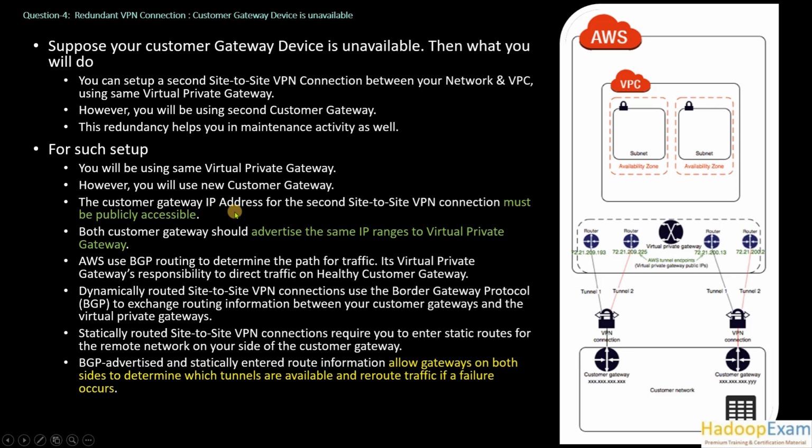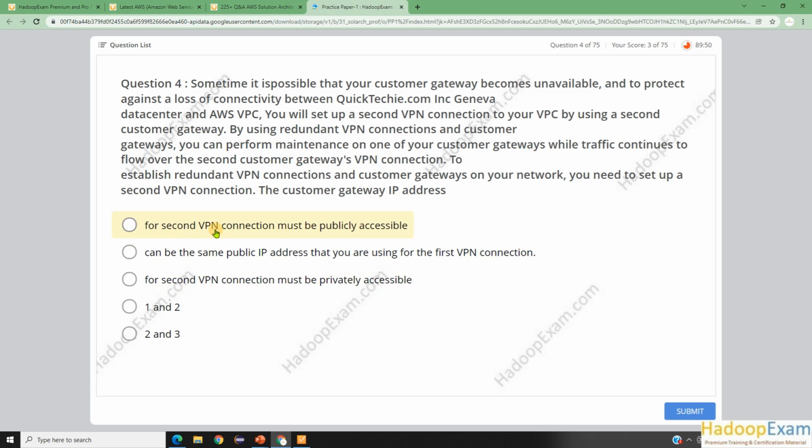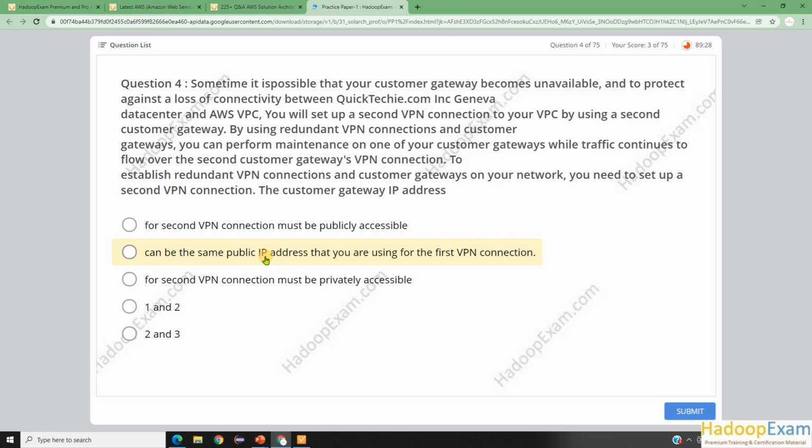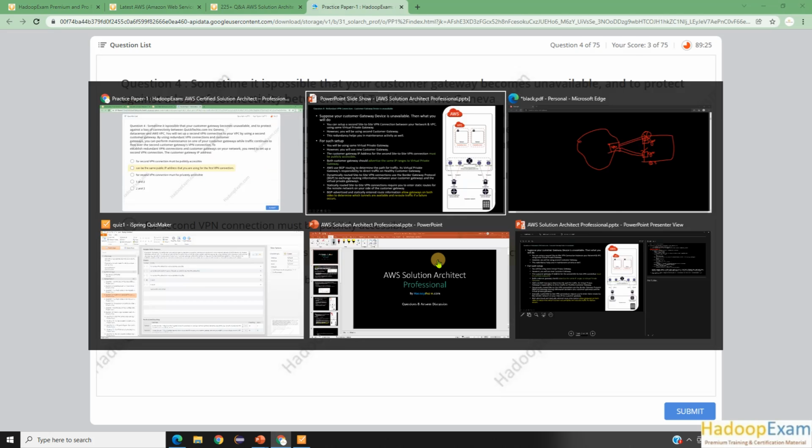The second customer gateway IP address for the second site-to-site VPN connection must be publicly accessible. So whatever IP address you are configuring on the second site-to-site VPN connection must be publicly accessible. That is one of the options: your second VPN connection must be publicly accessible. Both customer gateways should advertise the same IP range to the virtual private gateway. So both customer gateways should advertise the same range of IP addresses to the virtual private gateway. It can be the same public IP addresses that you are using for the VPN connection.